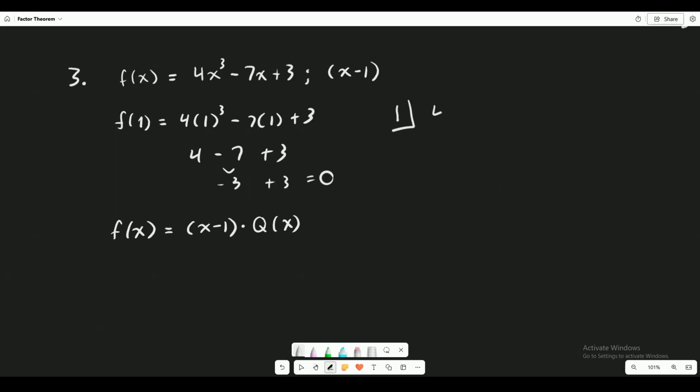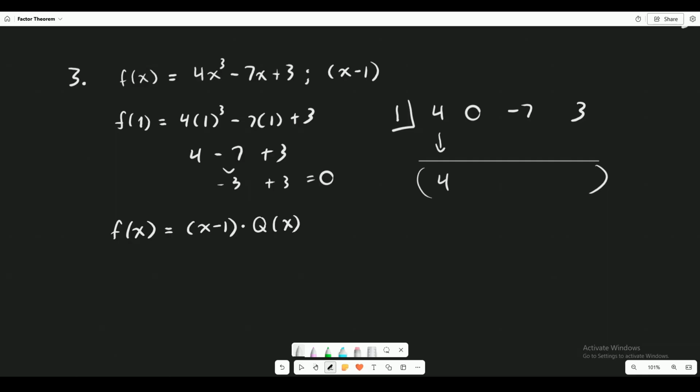My coefficients are 4. We're missing an x squared term, 0. We have an x term, which is negative 7, and then we have a constant term, which is 3. Whatever my answer is down here, that's going to be my q of x. That's my quotient. Okay? The remainder is going to be 0 because f of 1 is 0. So we don't even need to put plus r of x, which is the remainder. We don't need that because it's just 0. Okay? So let's find what q of x is.